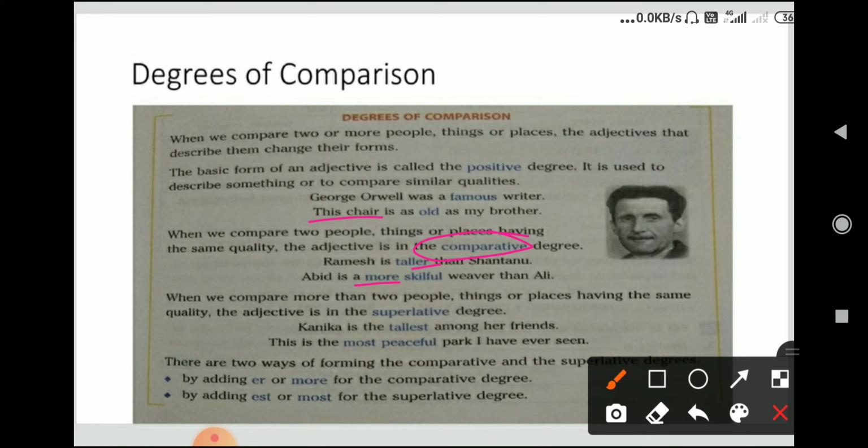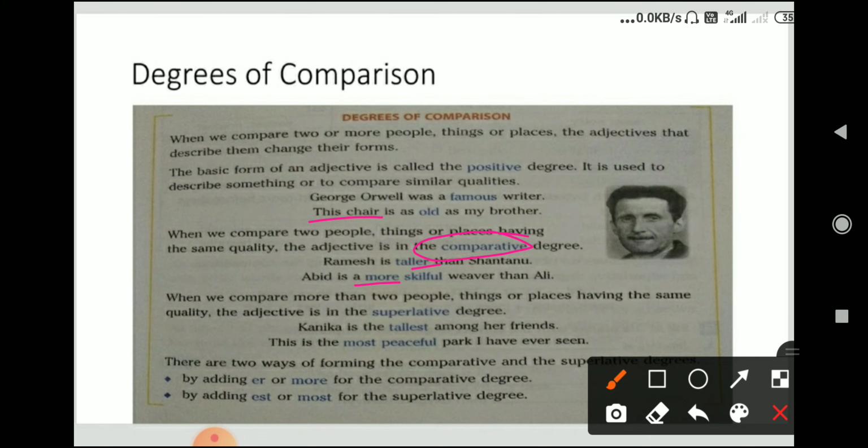Now, when to join er? If the word carries only one syllable, that means one vowel, like tall, then er is joined. In skillful, i and u, two vowels are there, so more is used here. So how to join er and how to use more? If the word carries one vowel, join er. If more than one vowel, then you have to use more instead of er. So in the comparative degree, two things are compared.